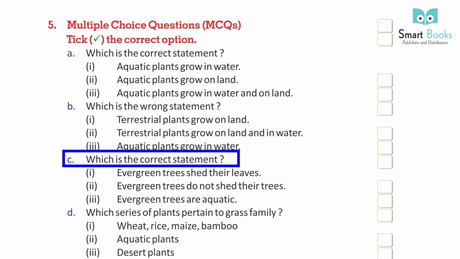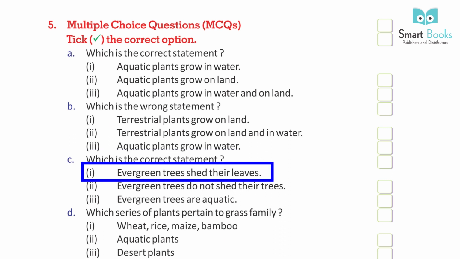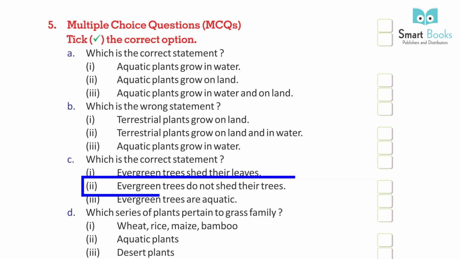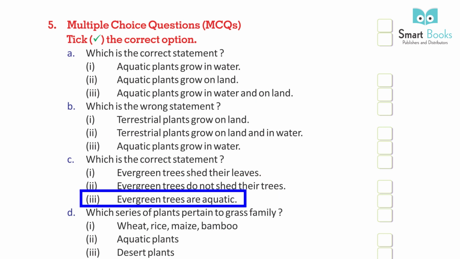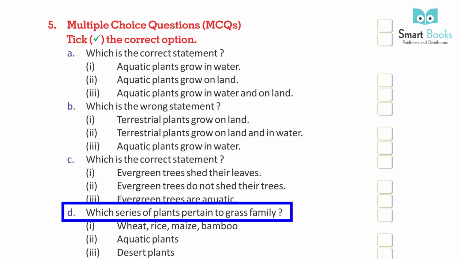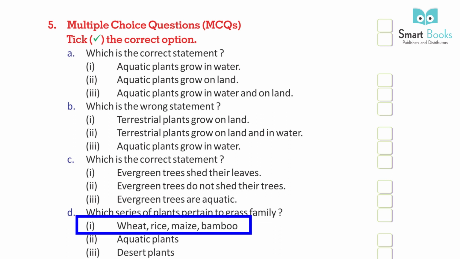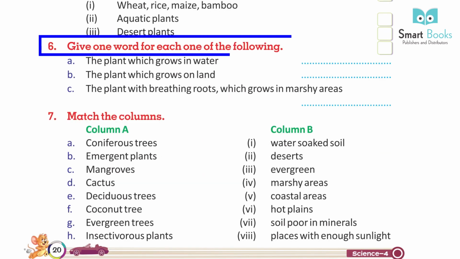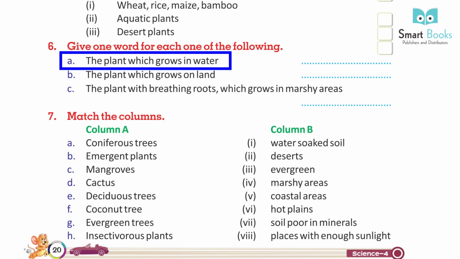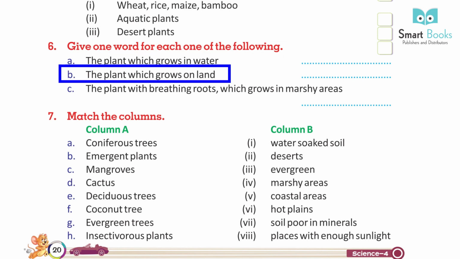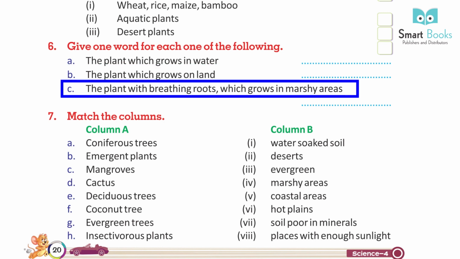C. Which is the correct statement? 1. Evergreen trees shed their leaves. 2. Evergreen trees do not shed their leaves. 3. Evergreen trees are aquatic. D. Which series of plants pertain to grass family? 1. Wheat, rice, maize, bamboo. 2. Aquatic plants. 3. Desert plant. 6. Give one word for each one of the following. A. The plant which grows in water. B. The plant which grows on land. C. The plant with breathing roots which grow in marshy areas.